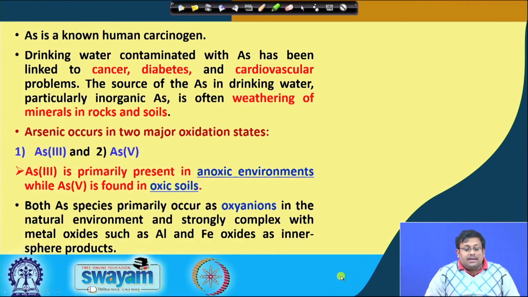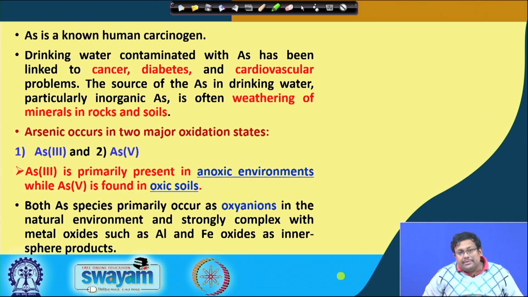Let us start with arsenic. Arsenic is a metalloid which is a known human carcinogen. It produces carcinogenic impacts in the human body. Drinking water contaminated with arsenic has been linked to cancer, diabetes and different types of cardiovascular problems. The source of arsenic in drinking water, particularly inorganic arsenic, is often the weathering of minerals in rocks and soil.